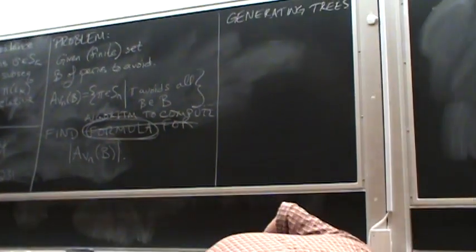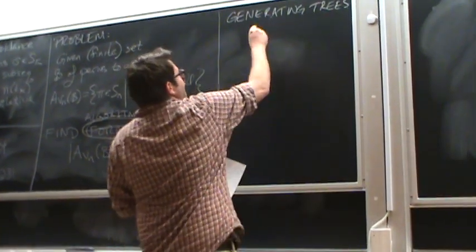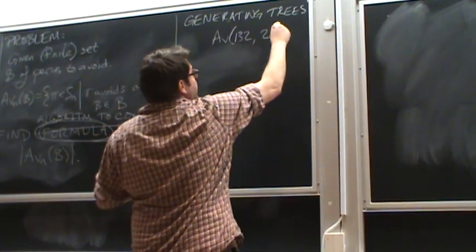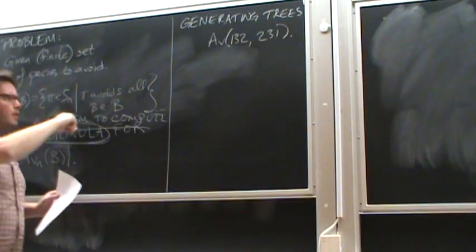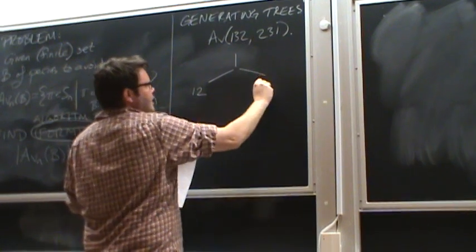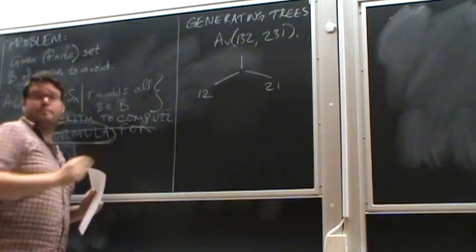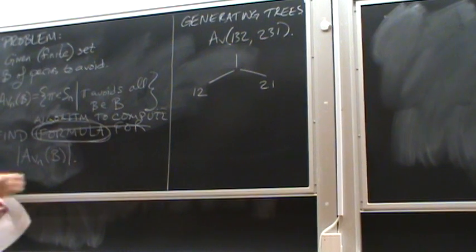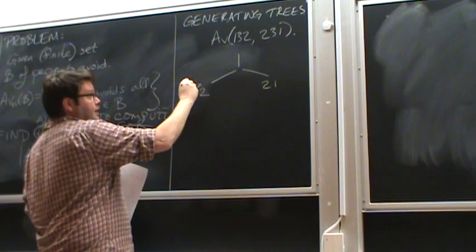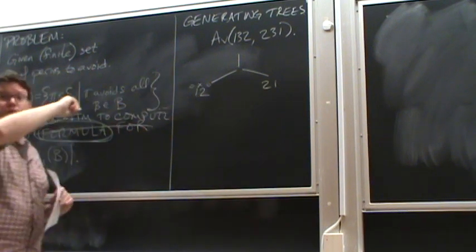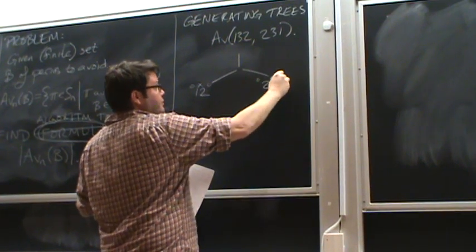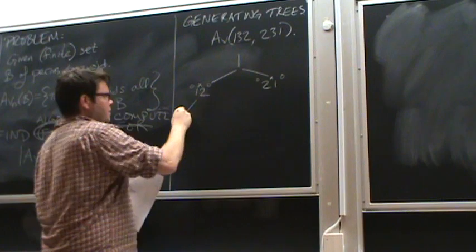Say I avoid 1, 3, 2 and 2, 3, 1. Well, the root is going to be the permutation 1. I can insert a new maximum element at the end or at the beginning. And then we see we can't insert a maximum in there. That's forbidden. But we can insert before the 1 and after the 2. Or over here, we can go before the 2, not between the 2 and the 1, but after the 1. Okay, so we write these out.